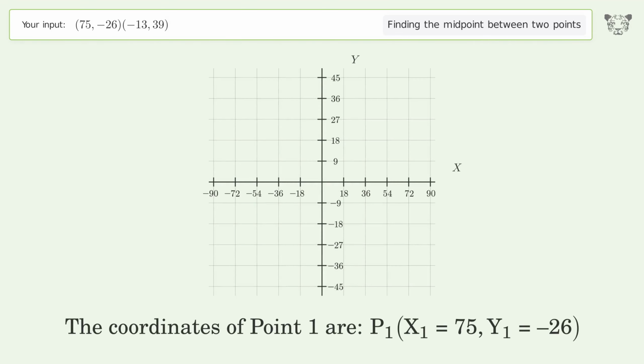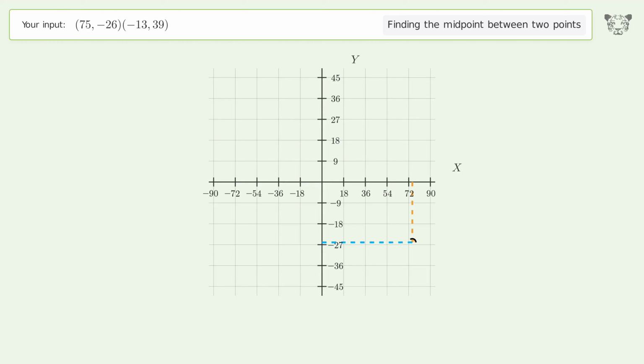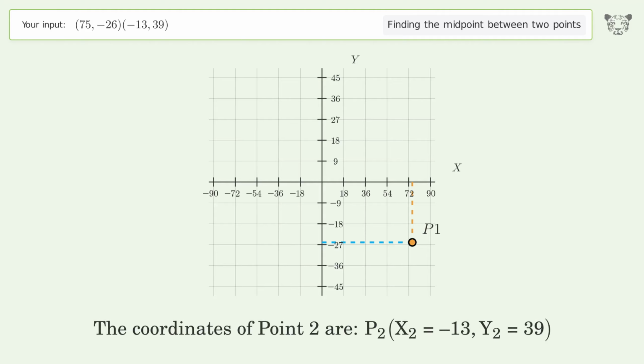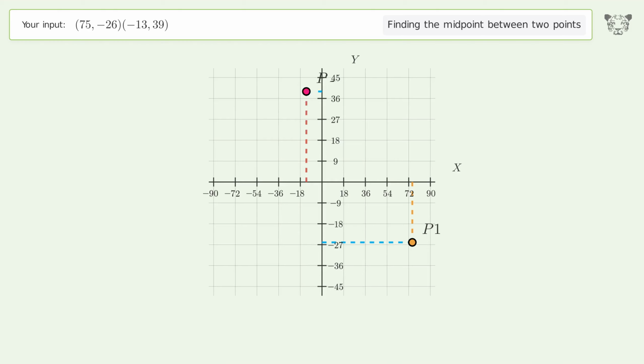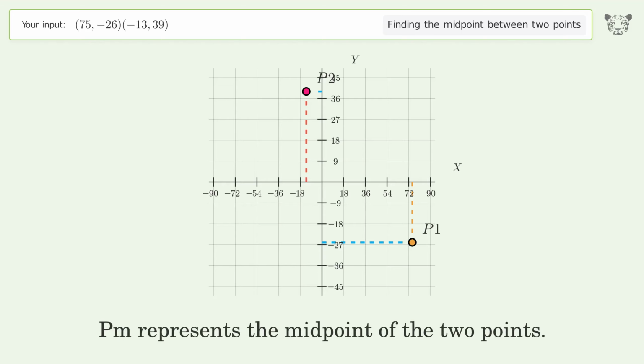The coordinates of point 1 are x1 equals 75, y1 equals -26. The coordinates of point 2 are x2 equals -13, y2 equals 39. PM represents the midpoint of the 2 points.